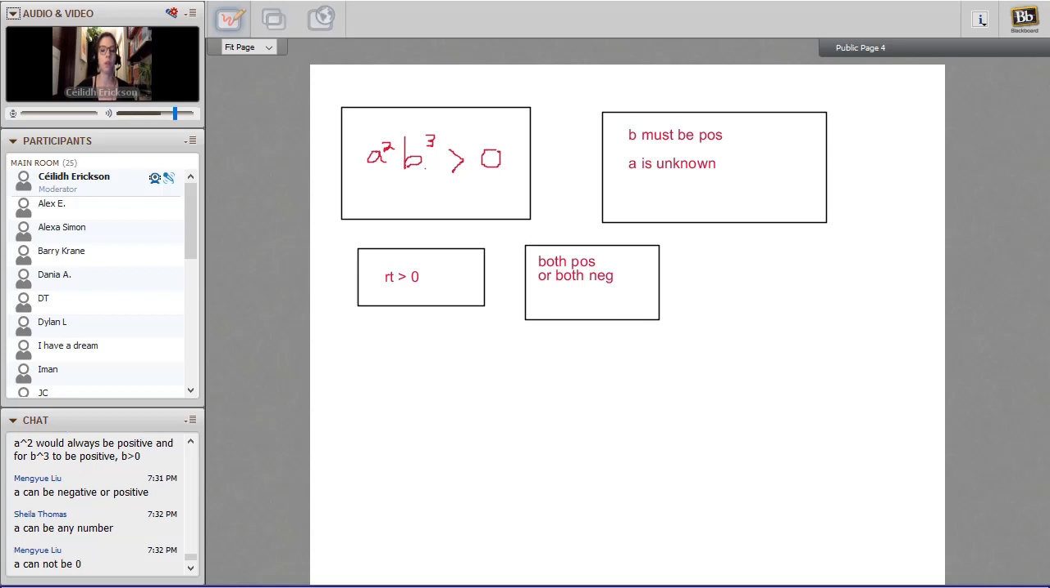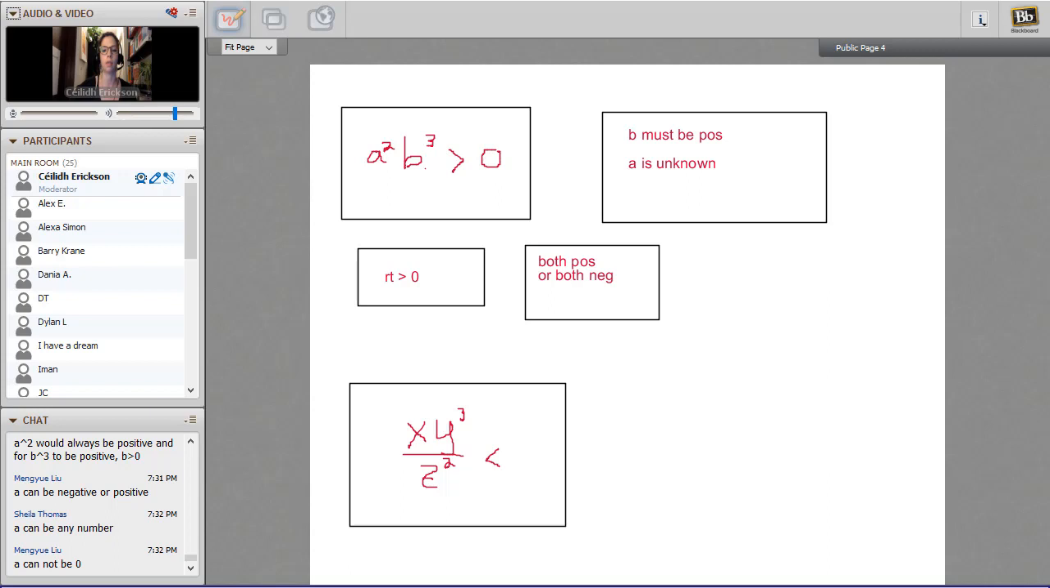Let's go even a little bit more complicated. And it can't be 0. Yes, good point. It could be anything except 0. Very true. How about this: x times y cubed divided by z squared is negative.